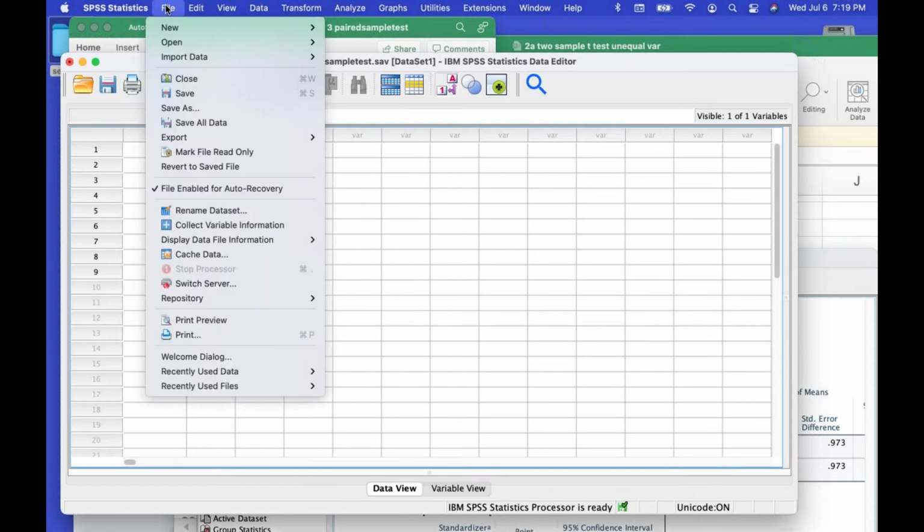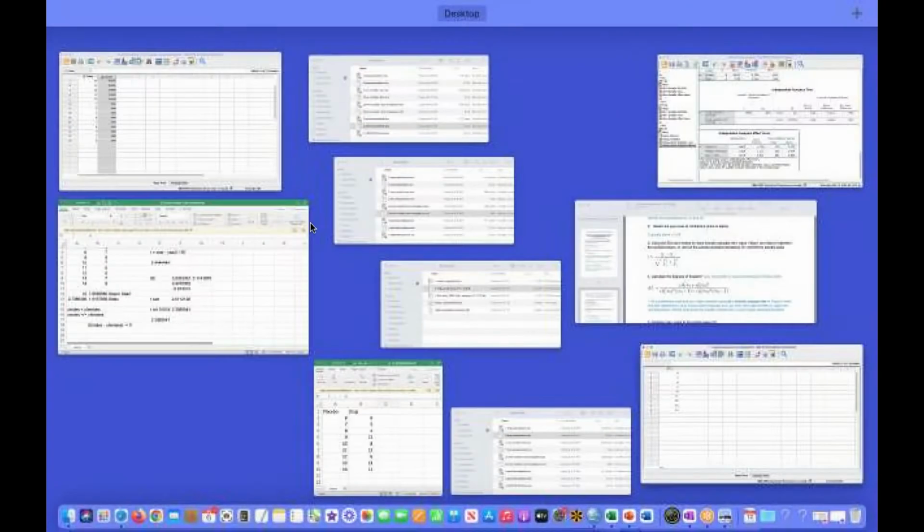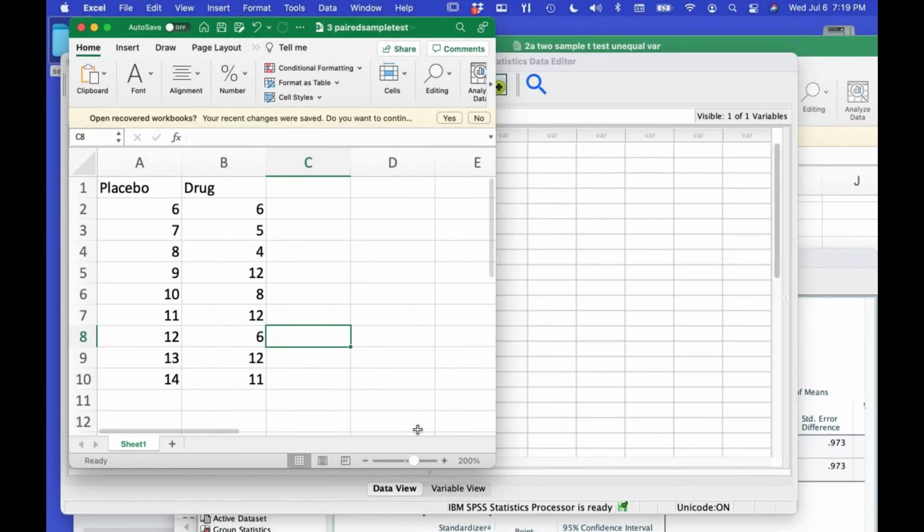Okay. Oh, I know what I did. I was going to do it in Excel first. That's why I'm having this problem. This it? Okay, here we go.